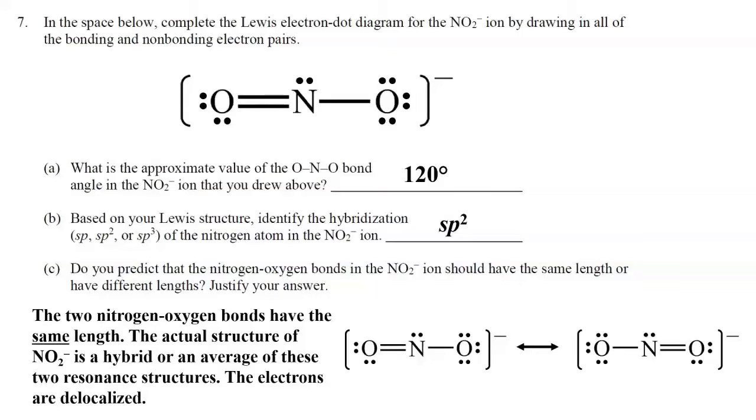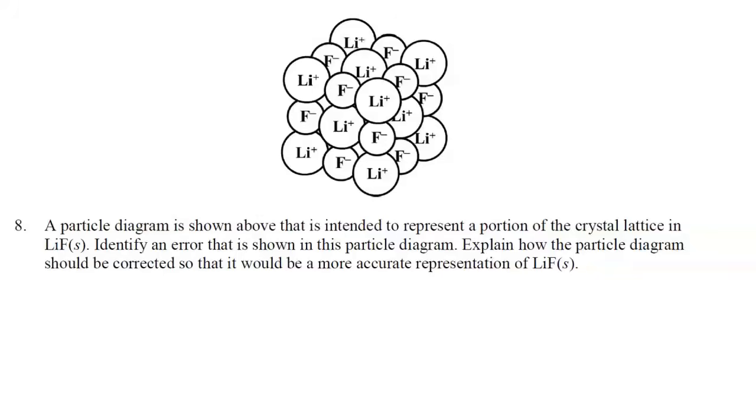All right, let's move on to question 8. Question 8 says, a particle diagram is shown above that is intended to represent a portion of the crystal lattice in lithium fluoride, LiF. Identify an error that is shown in this particle diagram. Explain how the particle diagram should be corrected so that it would be a more accurate representation of LiF.